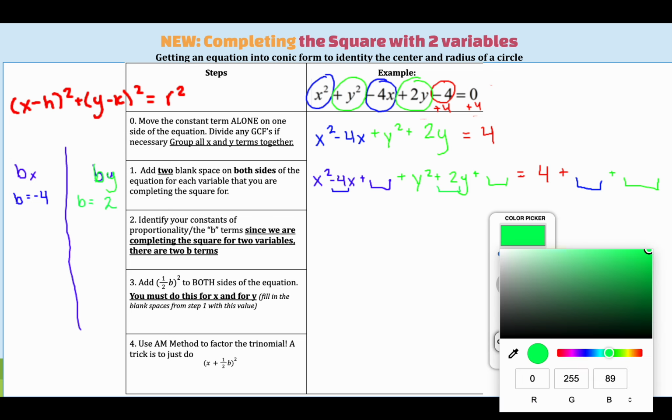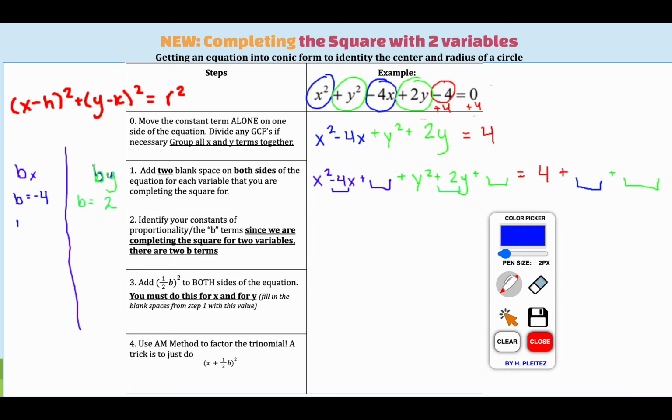Now we know our next step is to add 1/2 of b squared to both sides of the equation, right? But now in this case, we have two variables, which means we're going to have to add 1/2 of b squared for our x terms and 1/2 of b squared for our y terms. So for our x terms, we got to do 1/2 of -4, and we're going to square that. When we do 1/2 of -4, we get -2. We're going to square that.